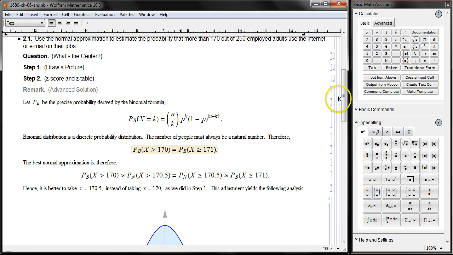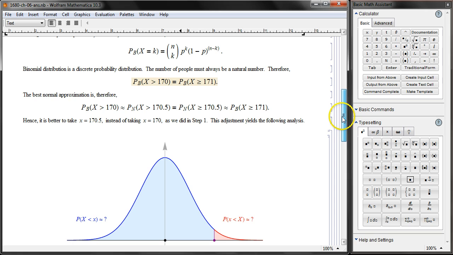But then again, if you go over to the normal picture, this is a continuous random variable. So all those decimals are possible. How do we reconcile? Well, let's reconcile right in the middle, 170.5. So greater than 170, greater than or equal to 171, they're the same in terms of counting. For normal approximation, we take 170.5, right in the middle.